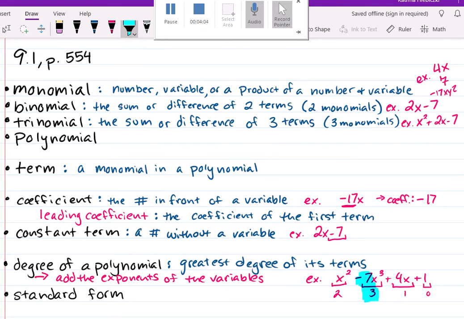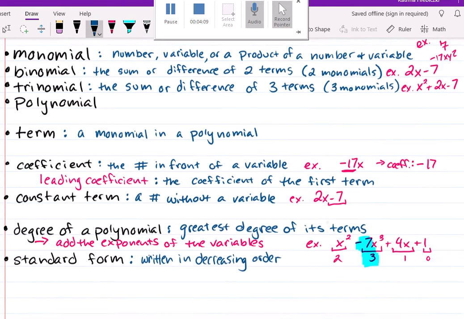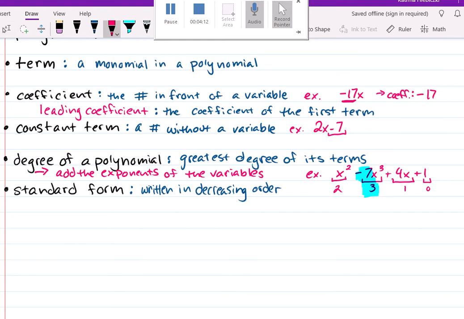That brings us to standard form, which is written in decreasing order. If I use that last example, in order to write it in standard form, I would make sure that my leading coefficient is out in front with my greatest degree, then I go to x squared, and then it would be plus 4x and plus 1. So it's in decreasing order. I think we're ready to go ahead and look at a ton of examples. Always feel free to pause the video and work them out by yourselves, and then check with the answers.